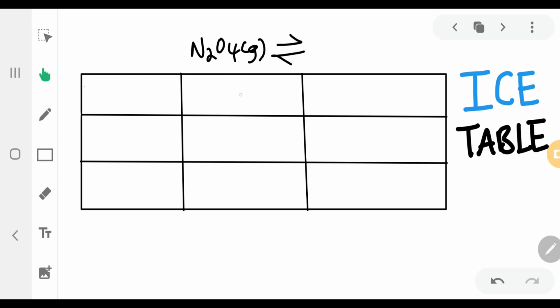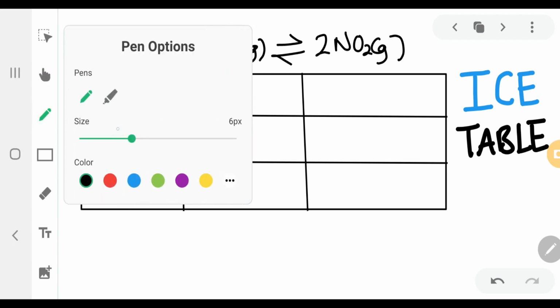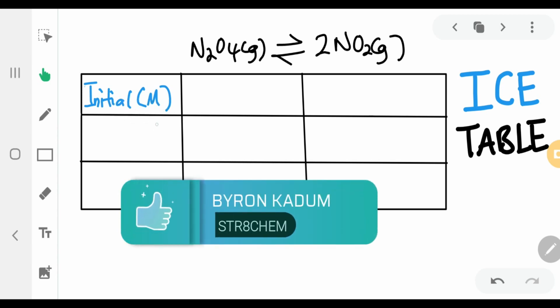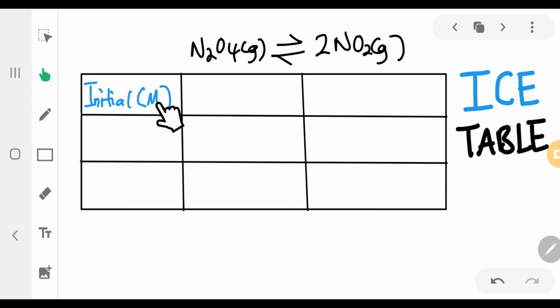Okay, so N2O4 will be for this column, and then the product will be that column over here. And then what we're going to fill in here, the top one, you're going to write initial concentration. So remember, the concentration that we're using now is molarity. So you're going to put the units of concentration, big M, over here, to signify that we're dealing with concentration now. Don't forget, if you do not have this, you might not get your mark. Okay, and then your change.